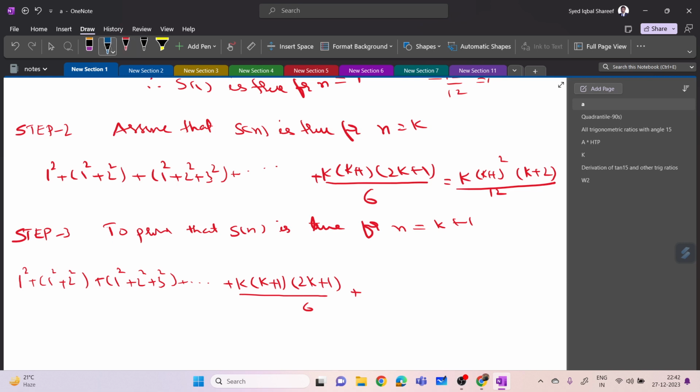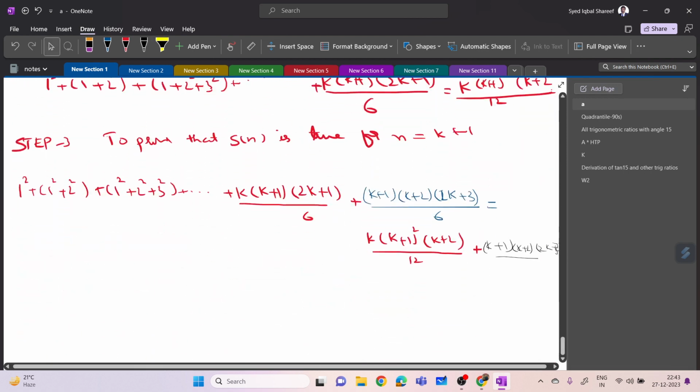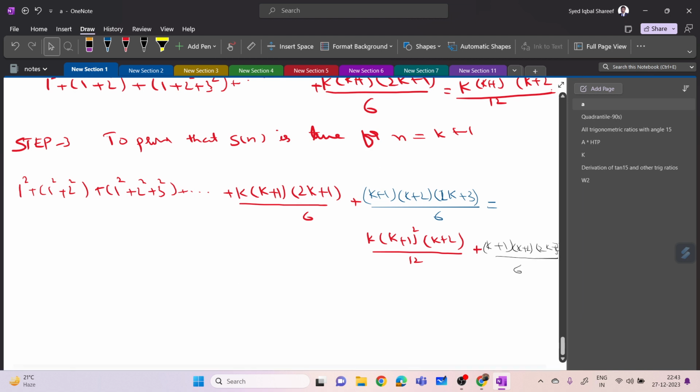plus k plus 1, k plus 2, 2k plus 3 by 6 equal to k into k plus 1 whole square, k plus 2 by 12 plus this part, k plus 1, k plus 2, 2k plus 3 by 6. Okay.